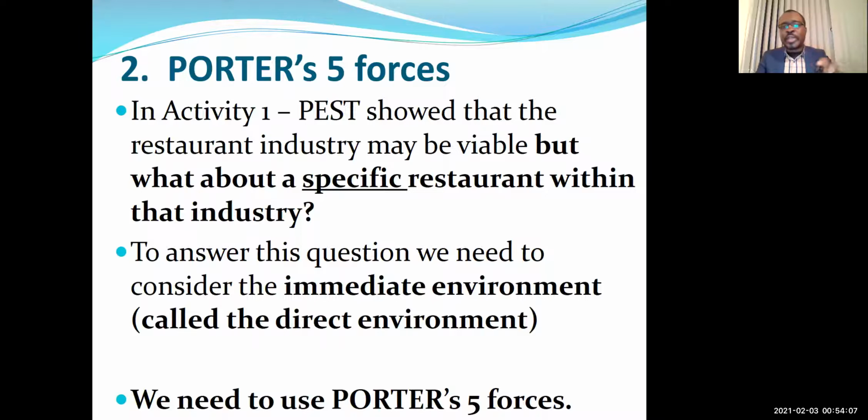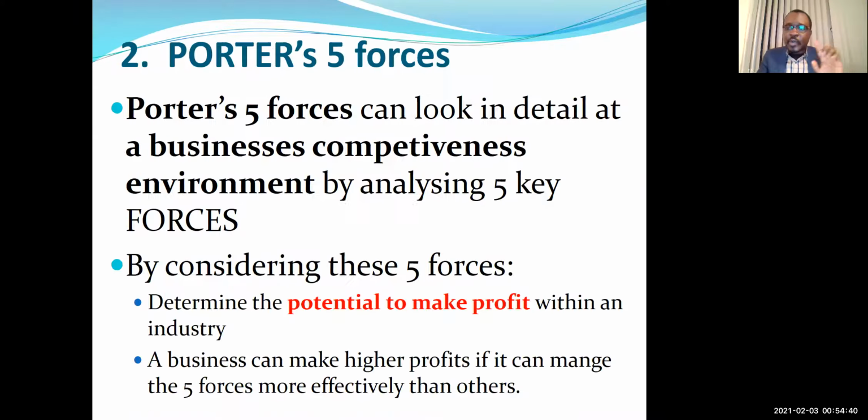Okay, let's move to Porter's 5 forces, right? In the immediate activity, we realized that PEST showed that the restaurant industry may be viable. But what about a specific restaurant within that industry? Okay, so the internal factors, the immediate environment. To answer this, let's look at the immediate environment. The previous example says, use PEST to analyze the restaurant that you want to set up. But what about the internal, the immediate context, right? We need Porter's 5 forces to run this.